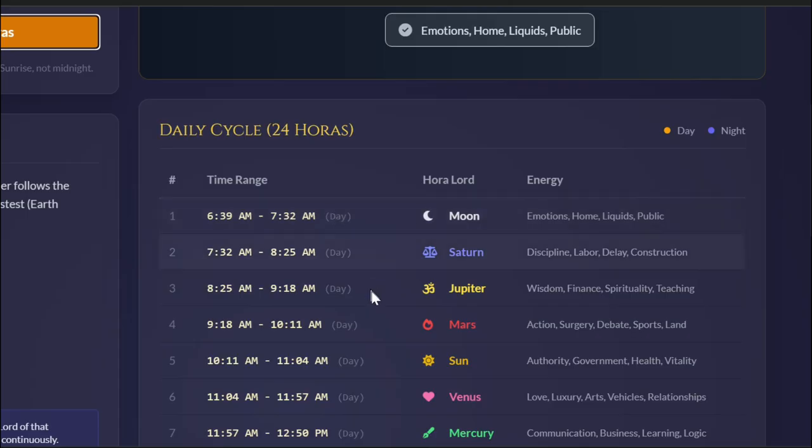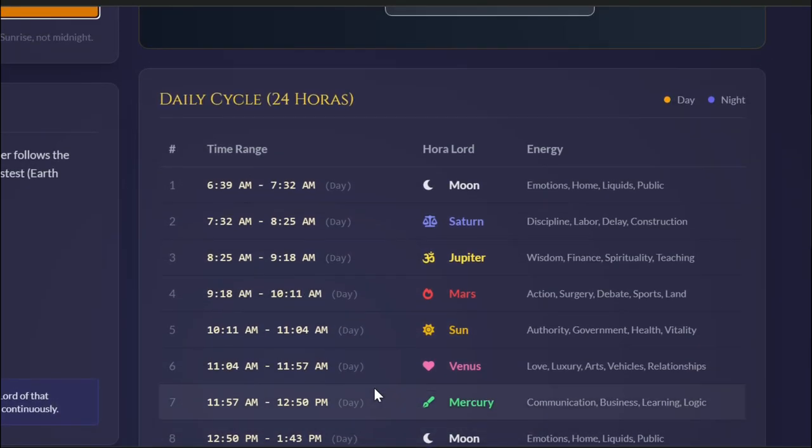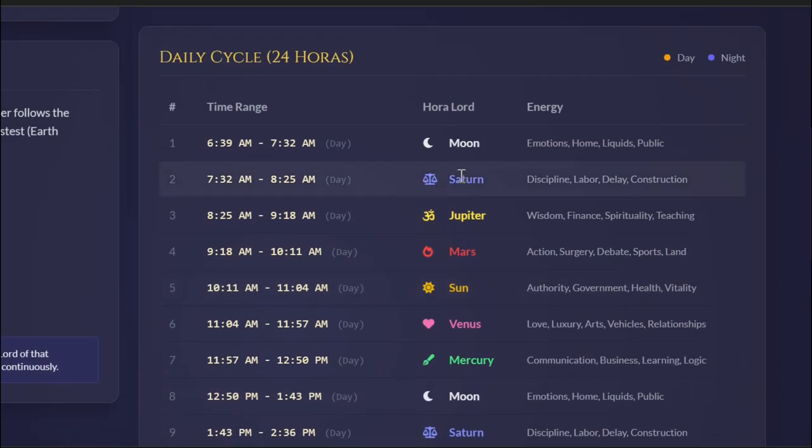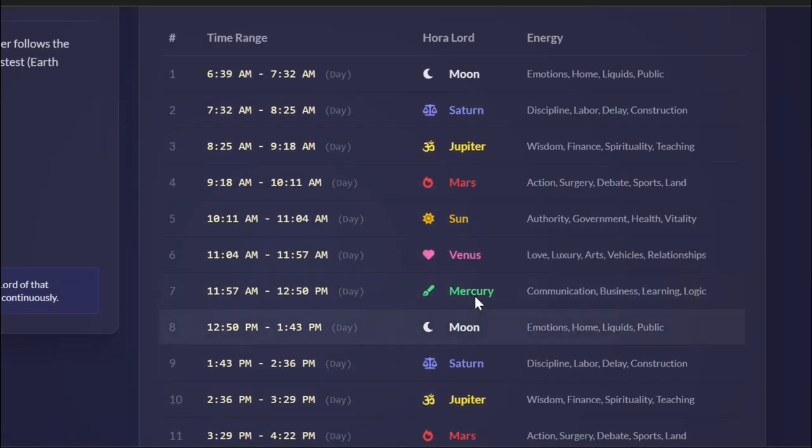The first hora is actually of the day of the week. What was the day today? Today was Monday, so the first hora will be of the Moon. Once we decided that on Monday the first hora is of the Moon, we started with this sequence. After Moon there will be Saturn, then Jupiter, Mars, Sun, Venus, Mercury, and then again Moon.